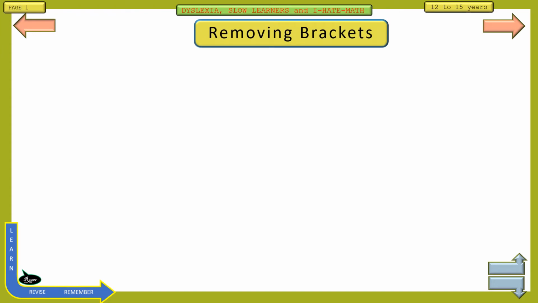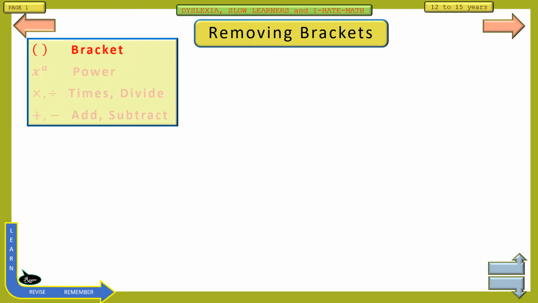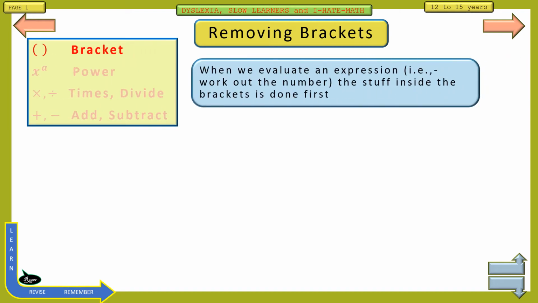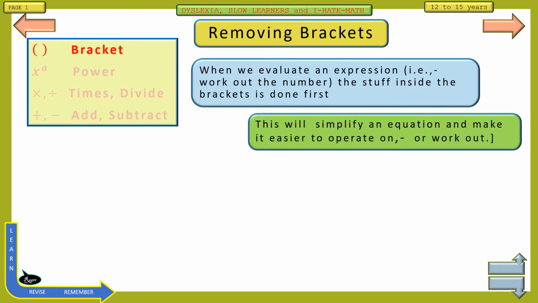Here we go, top of the list, removing brackets. When we evaluate an expression, that is, work out the number, the stuff inside the brackets is done first. This will simplify an equation and make it easier to operate on or work out.